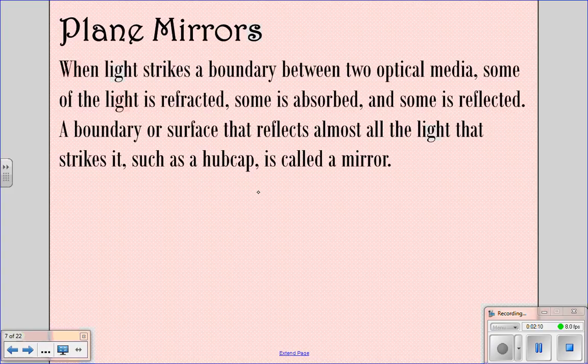So that'd be something that you shine a flashlight at and you get almost blinded because you've got so much light coming back at you. It'd be almost like just taking the flashlight and shining it directly into your eye. Those are going to be called mirrors.